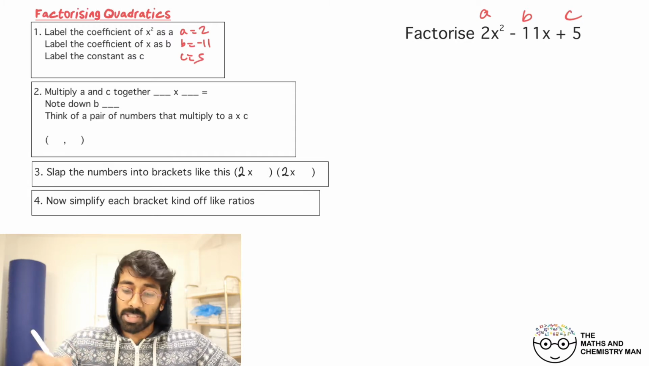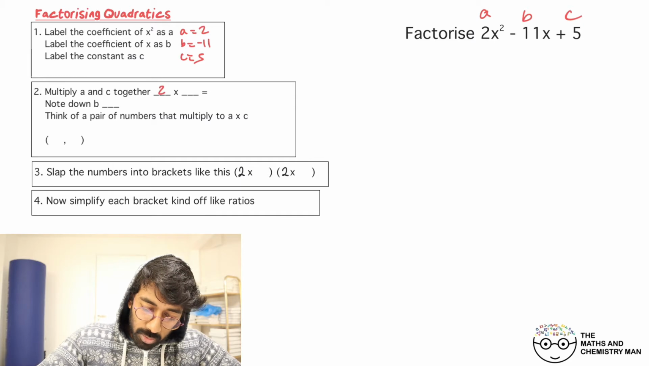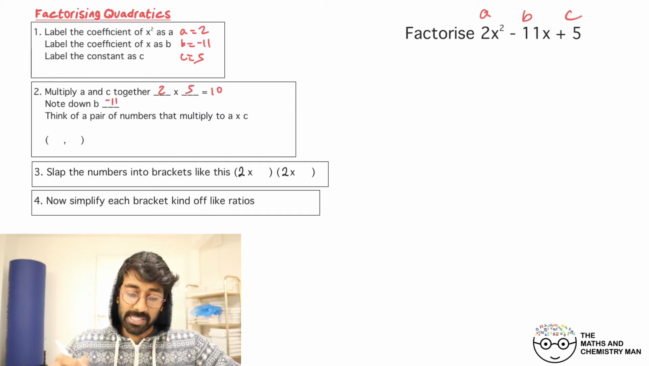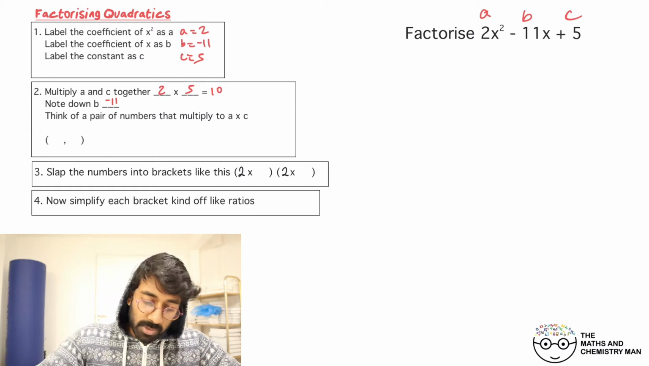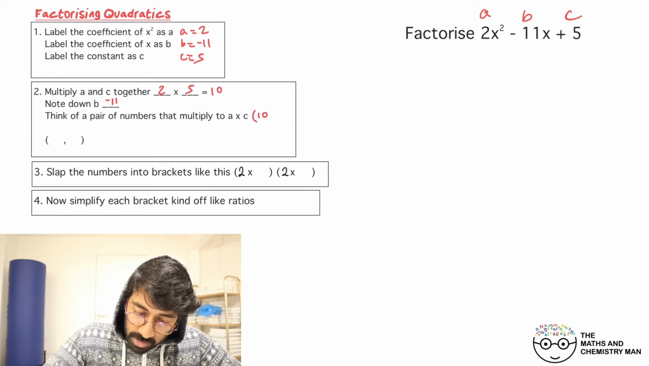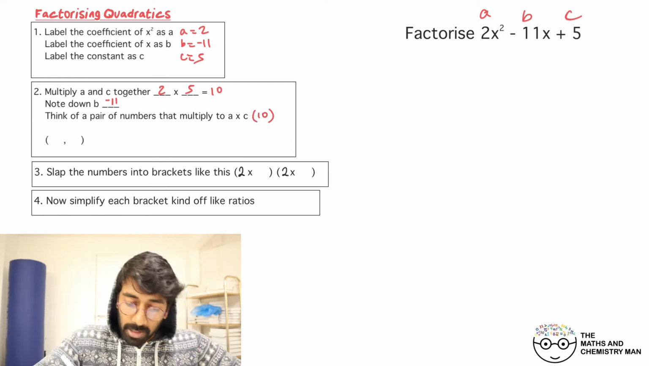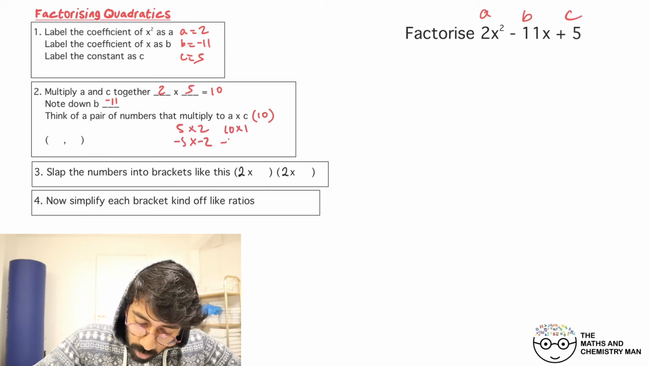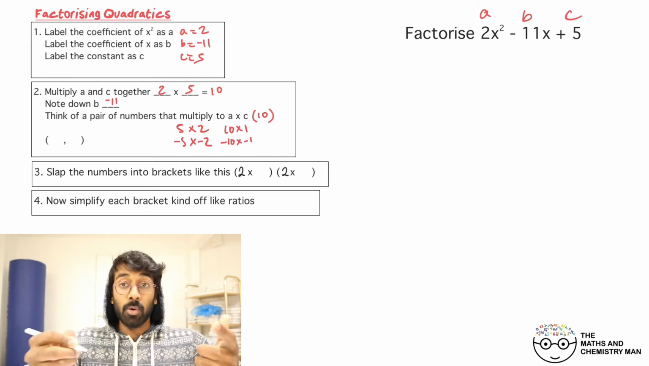Perfect. Next thing, multiply A and C together. So that's 2 times by 5, which just gives me 10. And then note down what B was, which is minus 11. So now what do we do? We start thinking of pairs of numbers that multiply to make what A times C was. So that was 10, wasn't it? So we need to think of numbers that multiply to 10. So I can think of 5 times 2, or minus 5 times minus 2, or 10 times 1, or minus 10 times minus 1.